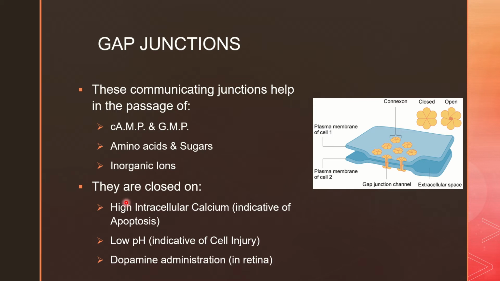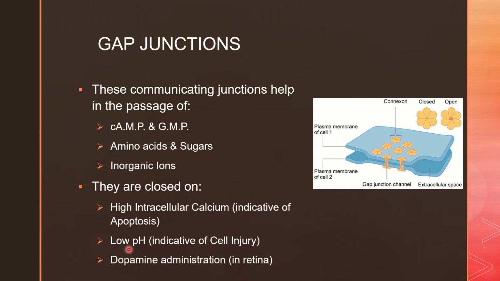Gap junctions are mostly open, but they are closed in some pathologic states, mainly when the cell is injured or dying. When the calcium inside the cell becomes higher, because calcium is mostly higher outside the cell in the extracellular space and low in the intracellular space, a high intracellular calcium is an indication of cell injury or cell death, either by necrosis or by apoptosis. So in this state the gap junctions are closed.